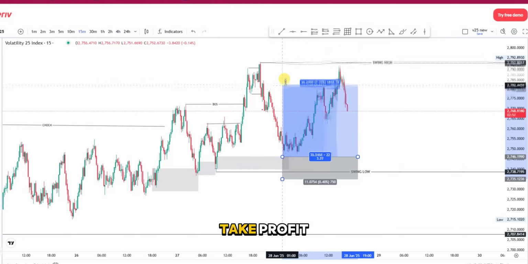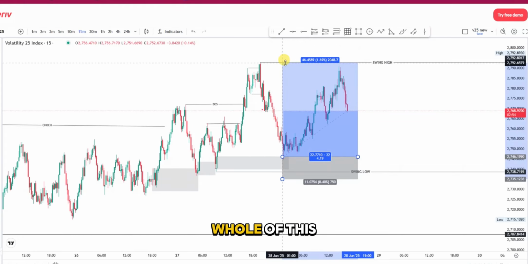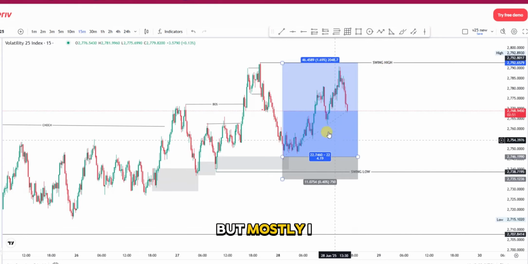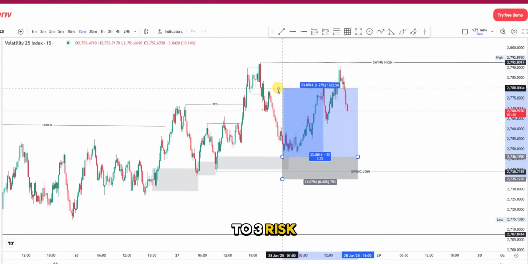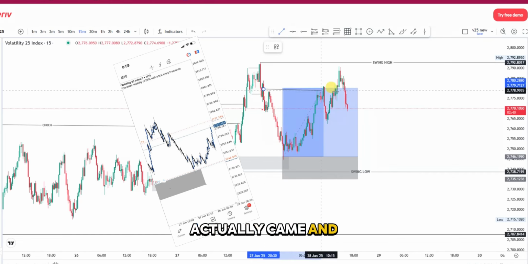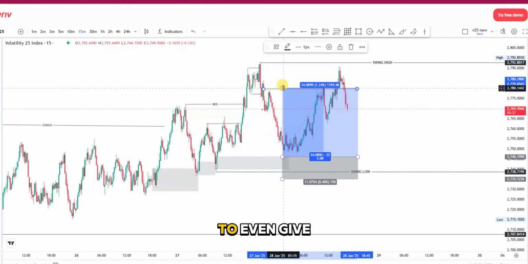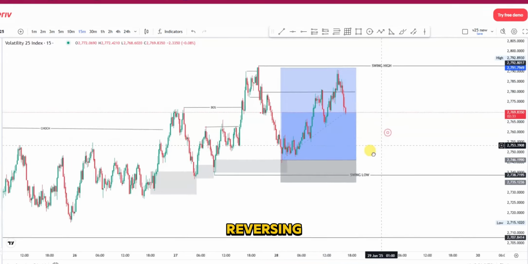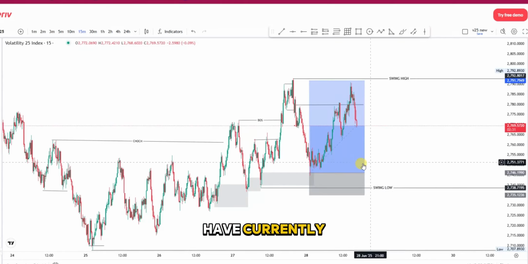And then my take profit, I targeted the whole of this because I expect price to come and take that swing high. But mostly I target 1:3 risk to reward, and in that case, this was where my 1:3 risk to reward occurred. And as you can see, price actually came and hit that, and then continued to even give me up to 1:4, and then started reversing. So now this is what we have currently.